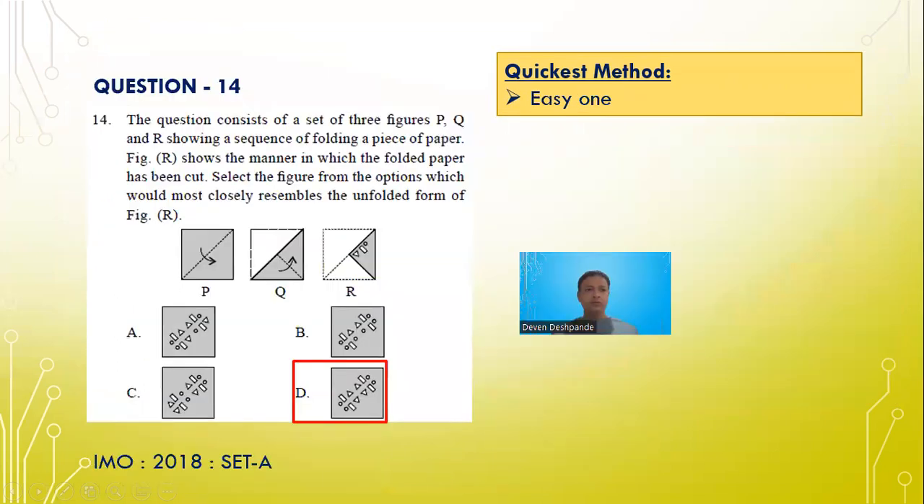Okay. Question 14. The question consists of a set of 3 figures P, Q, and R showing a sequence of folding a piece of paper. If figure R shows the manner in which the folded paper has been cut, select the figure from the options which would most closely resemble the unfolded form. Again, it is an easy one, and you have to visualize. When you unfold like this, you will see the same pattern: a triangle, rectangle, and circle. When you unfold the paper, the whole of this pattern is going to be mirrored here. So you'll see that option D is the correct option.